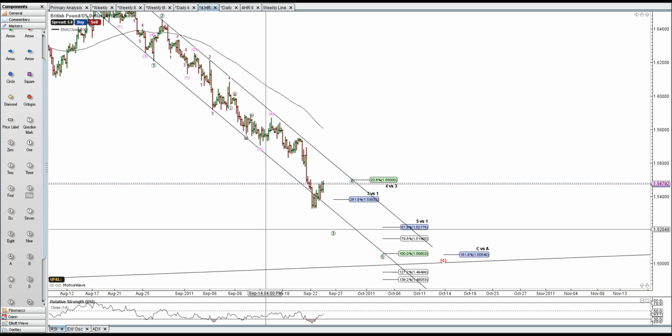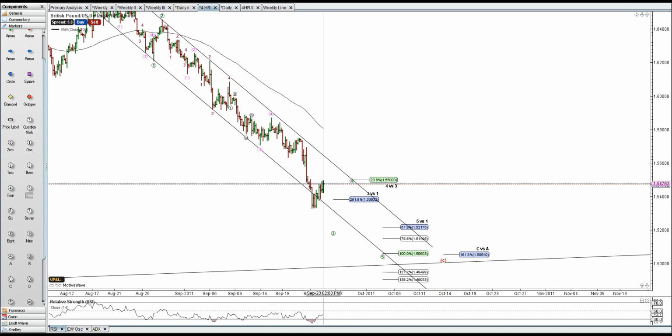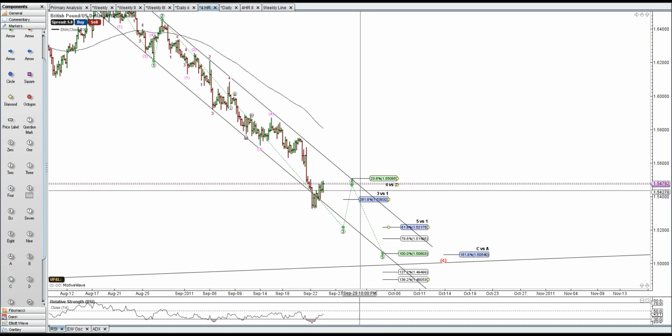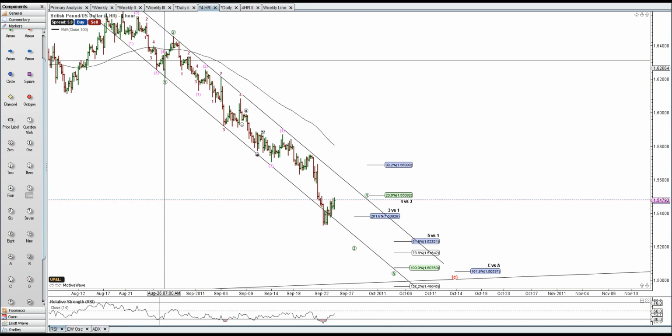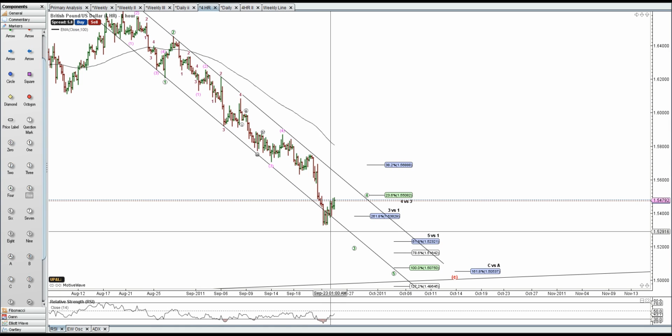So again, maybe 1, 2, 1, 2, 3, 4, 5, 4, 5 for the finish off this 3. Bounce for 4, 5 down. Nice little channel here. You know, the 3 breaks out the bottom of the channel.